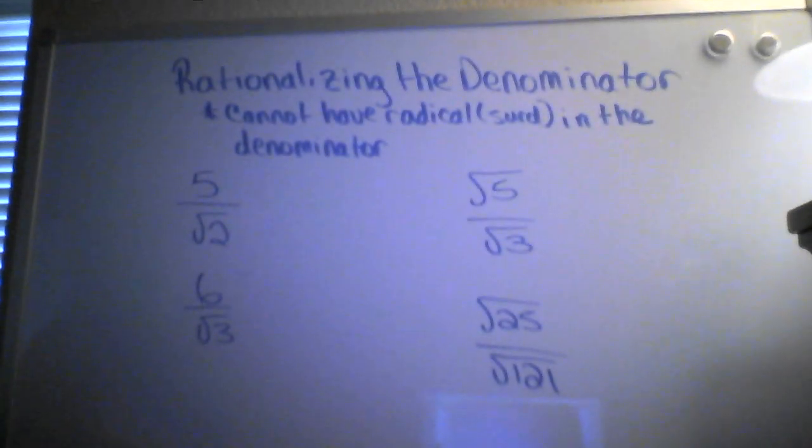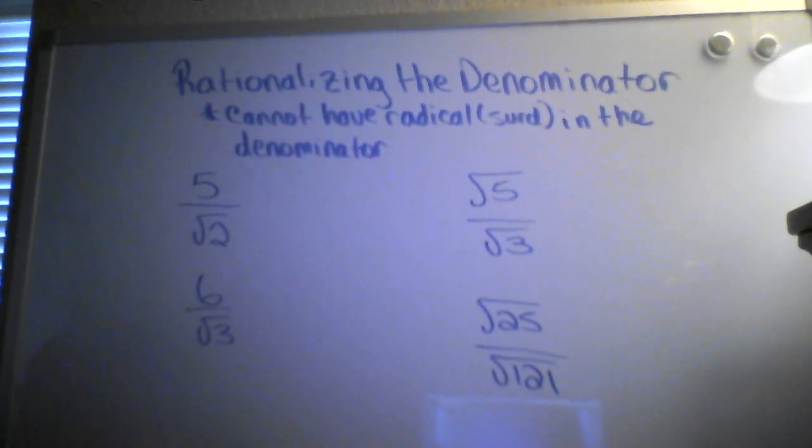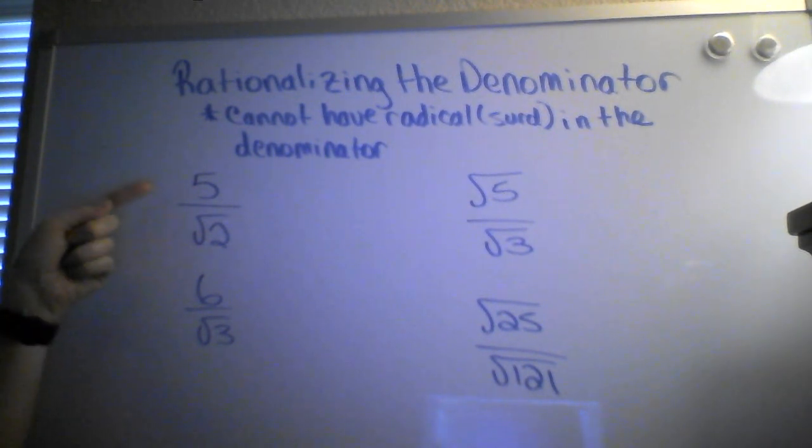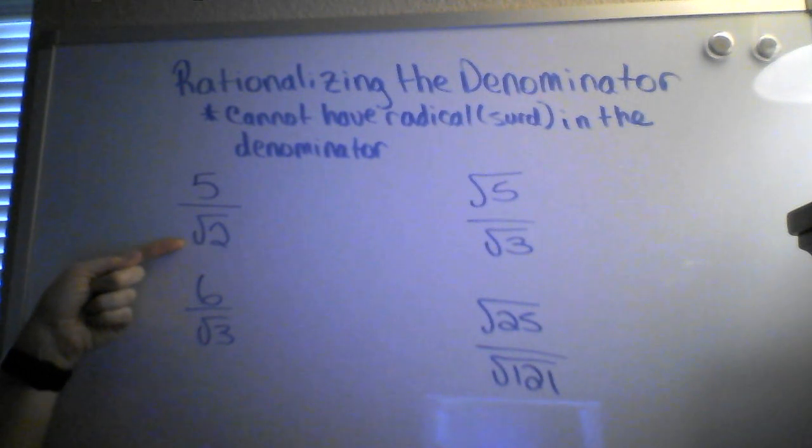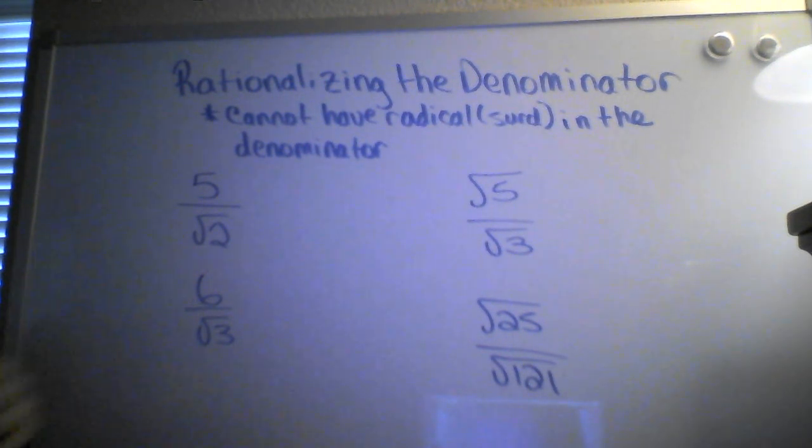Okay, so today we're going to talk about rationalizing the denominator. When you rationalize the denominator, you cannot have a radical, which we called surd yesterday, in the denominator. See how we have 5 over radical 2? You can't have that radical 2 in the denominator.